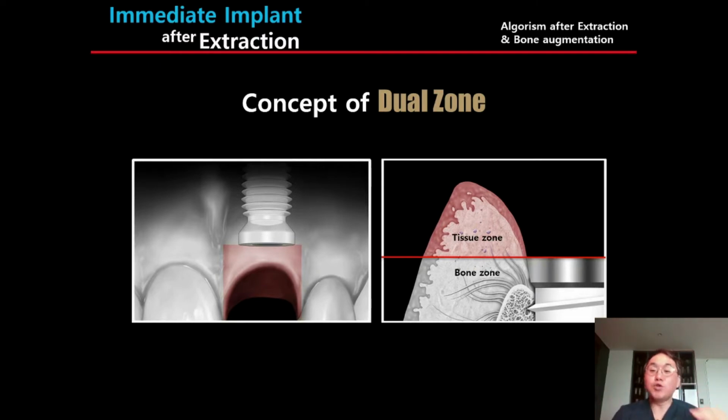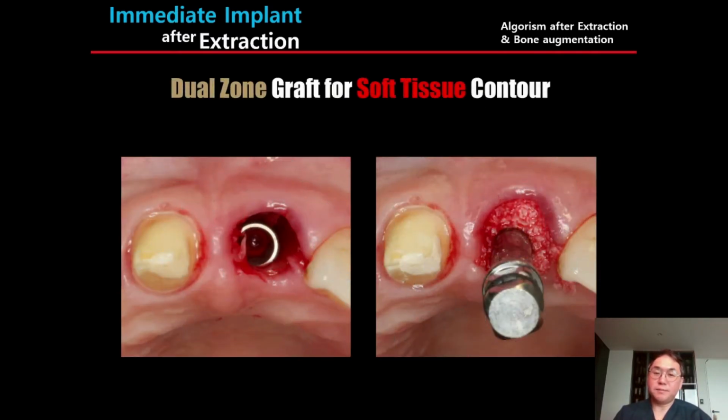Usually we pack the bone within the bone zone, right? But if we can pack the bone to the top of soft tissue, if we can place it in both bone zone and tissue zone, we can maintain the cervical gingiva contour well with long-term predictability. So we can call this graft technique a dual zone graft.